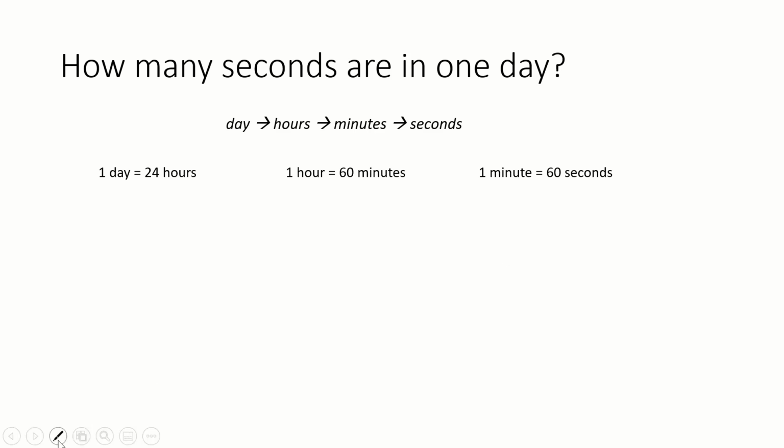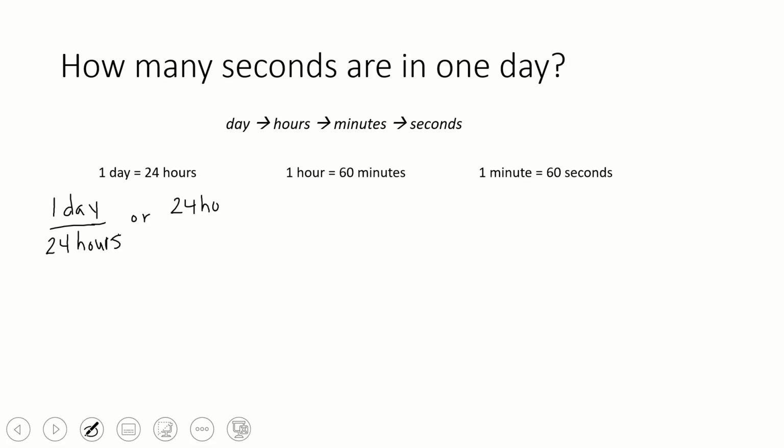So let's take the 1 day equals 24 hours equality. From there, I could write the conversion factor 1 day per 24 hours, or I could also write 24 hours per 1 day. Both are valid, but only one will be used when we start to set up our dimensional analysis problem.